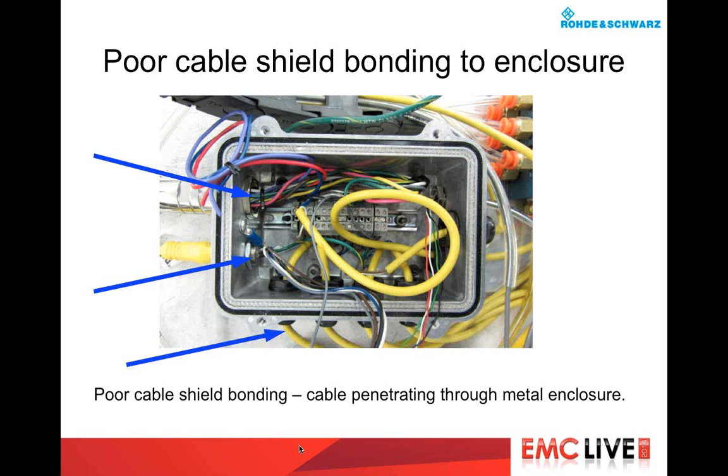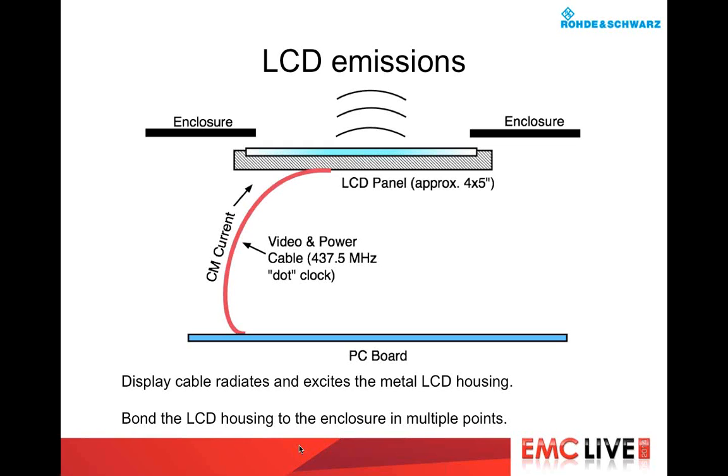Now, for LCD panels, as I mentioned previously, manufacturers don't make it real easy to bond these to your shielded enclosure, and therefore, given the physical dimensions of these, they can typically radiate around 500 or 600 megahertz. It turns out the video LVDS signal has fairly sharp edges on it, and the digital video is clocked at a very high frequency. In one particular case, over 400 megahertz, and so that can cause the panel to resonate and then emit.